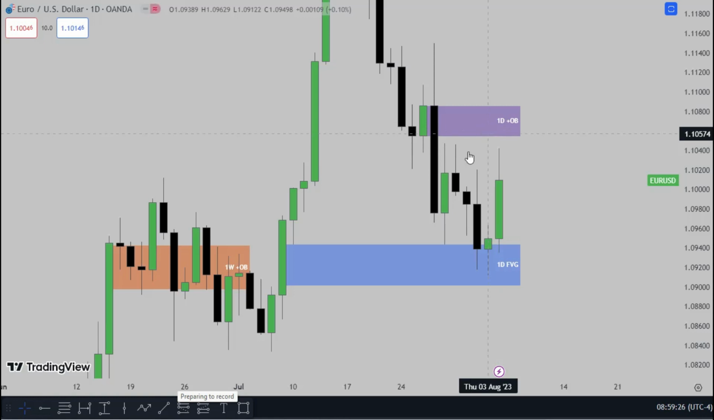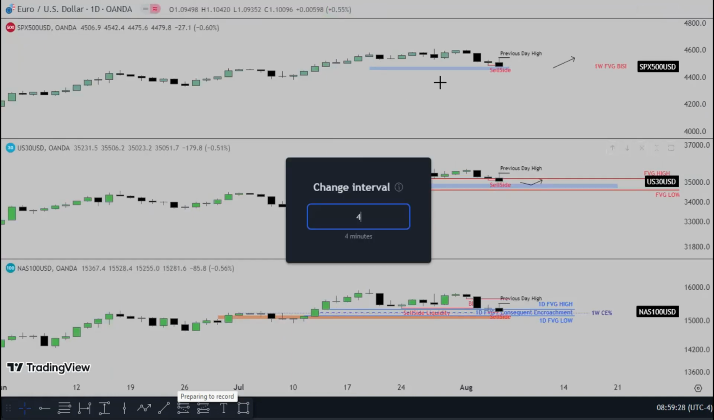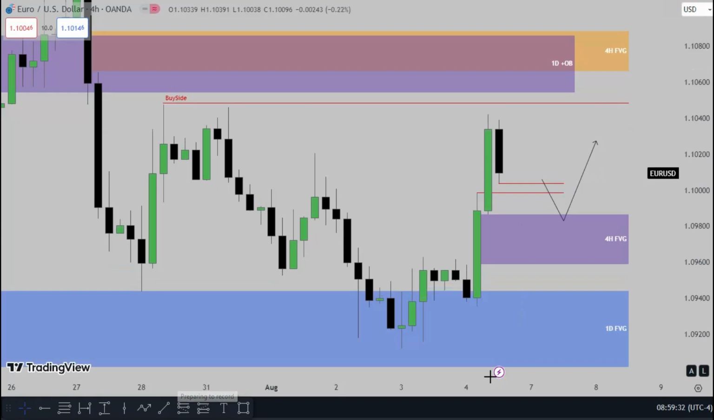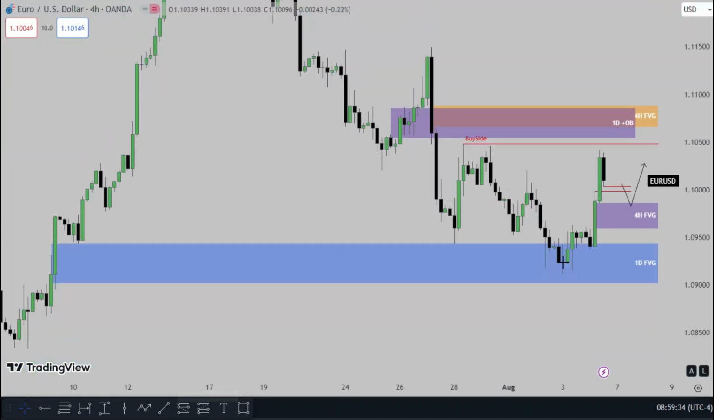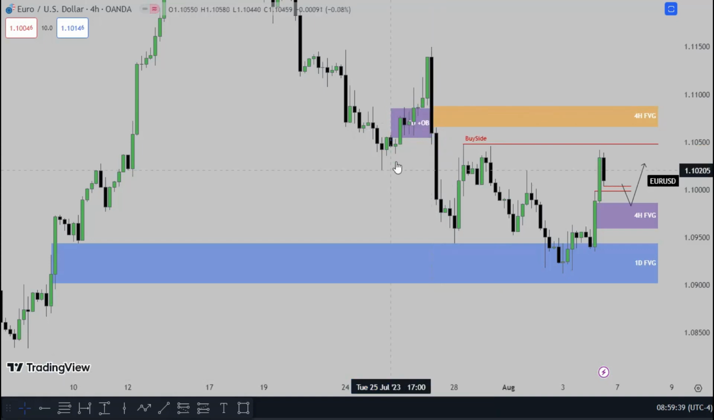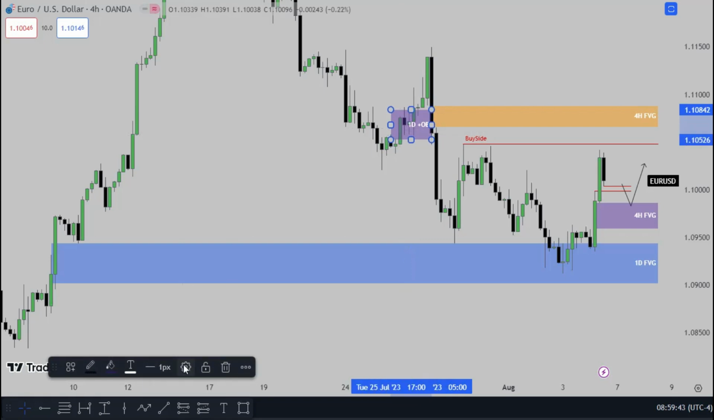Now going into the 4-hour time frame, just within the daily order block, let me do it like this. Just within the daily order block, we have, let me just hide this.